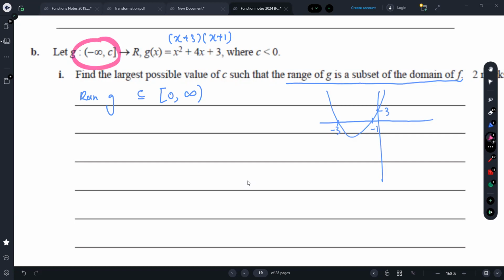Okay. Because first of all, the domain is coming from negative infinity, right? So it's basically everything to the left of C. If you pick -3, it works. But if you pick -1, it'll look like that, and it's under, so we can't use that.